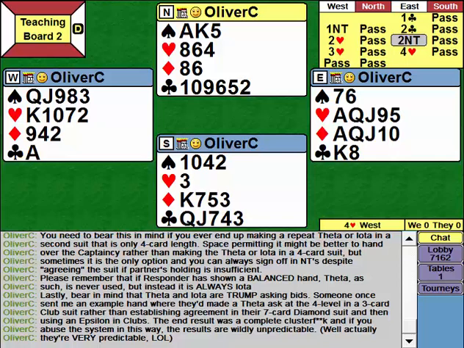Theta and iota are supposed to be the trump asking bids, which are supposed to be made when you have a five card holding in the suit or longer. It is occasionally acceptable and inevitable that you will do it with a four card suit, and there's sometimes when there's no other way that you can actually bid. But normally you should try and only use it with five card suits.